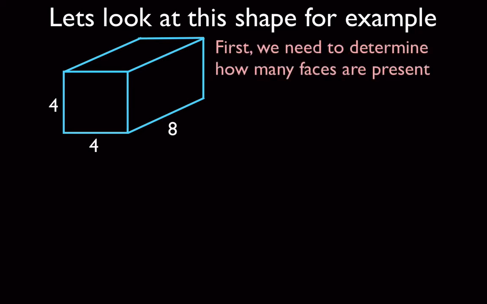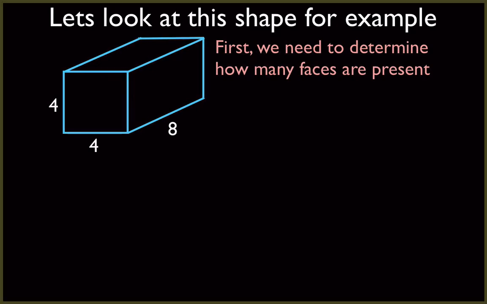So the best thing to do first is to determine how many faces there are. When we talk about faces, those are the parts of the box that we can see and cannot see. We try to avoid calling them sides because sides are straight lines in general. So what we're talking about here is faces. How many different faces are there?